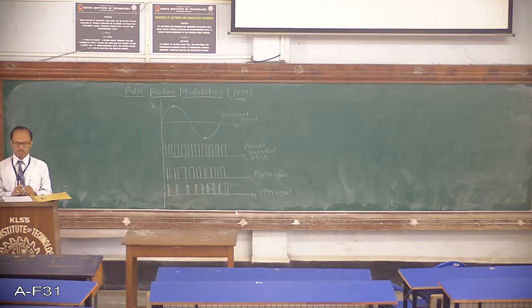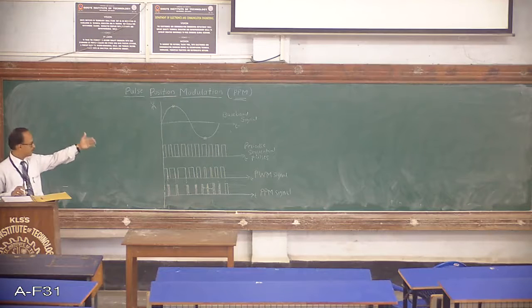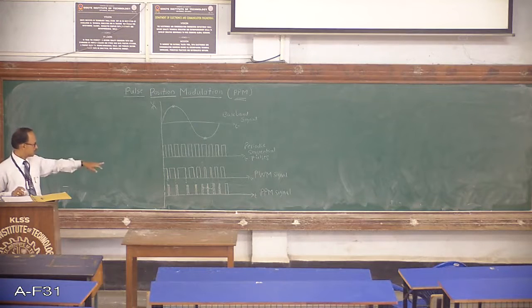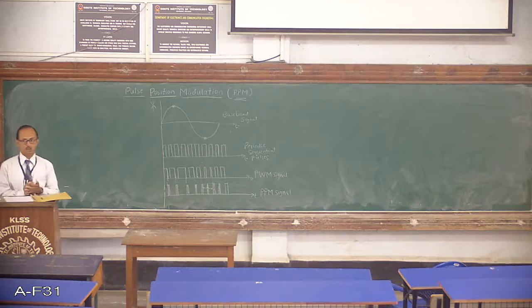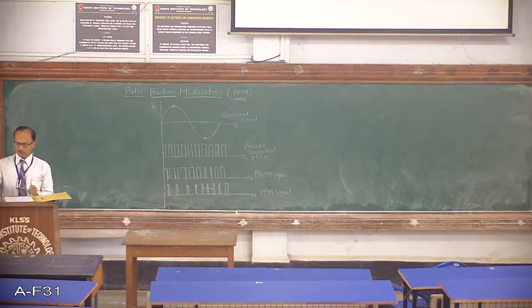Hence it is proportional to the instantaneous amplitude of the modulating signal also, because the PWM signal is proportional to the instantaneous value of the amplitude of the baseband signal. Hence this PPM signal also becomes proportional to the instantaneous amplitude of the sampled modulating signal. This way we can generate the PPM signal from the PWM signal itself. So this is the concept behind pulse position modulation or PPM. Quite an interesting modulating scheme.